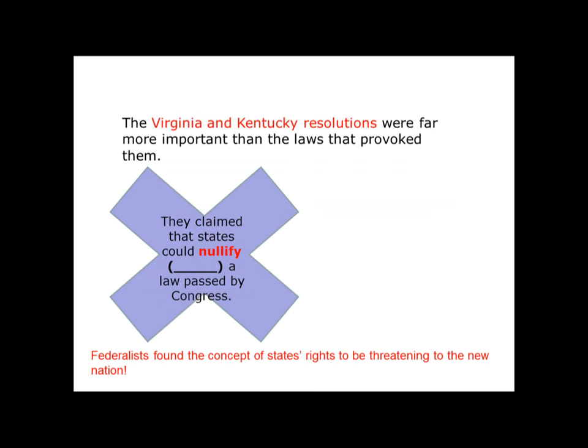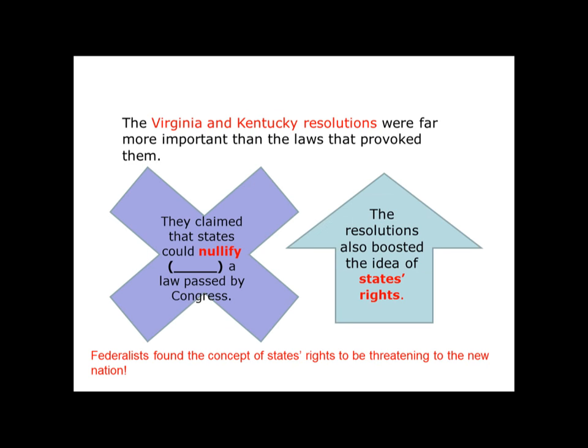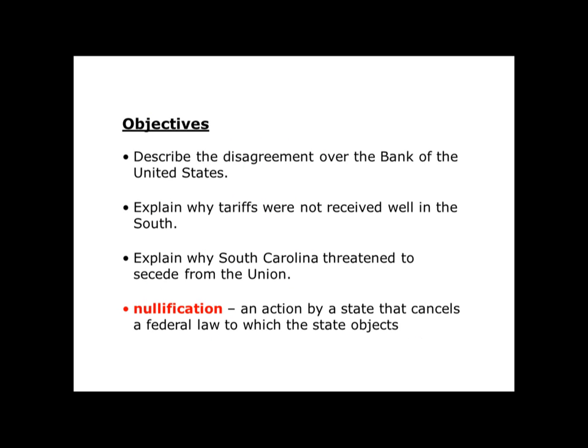They claimed that states could nullify, that means cancel, a law passed by Congress. Federalists found the concept of states' rights to be threatening to the new nation. The resolutions also boosted the idea of states' rights. So again, the South favored these Virginia and Kentucky resolutions. The North did not.